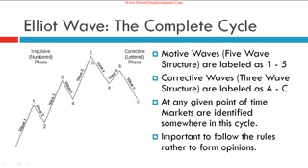Okay? They are labeled as 1, 2, 3, 4, 5, whereas the corrective waves are labeled as A, B, C. Okay? Now, what we have to identify is where currently the broader market is within this structure. That's the key. Whether we are in wave 3, wave 4, wave 5, or we are correcting, wave C, wave B, that is the key.